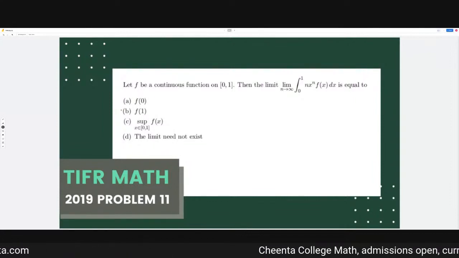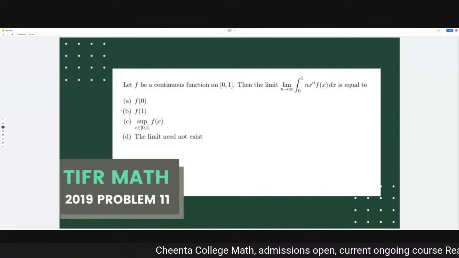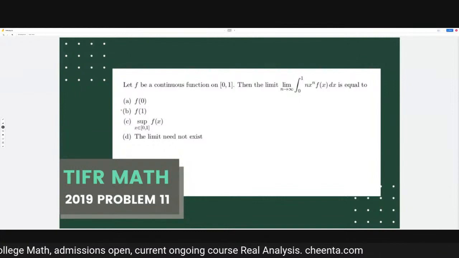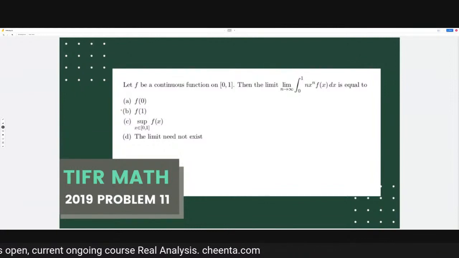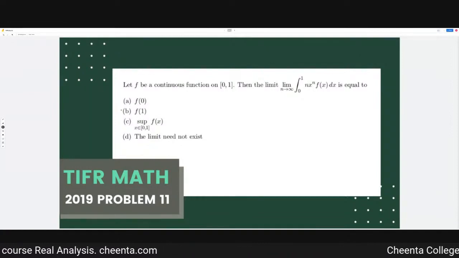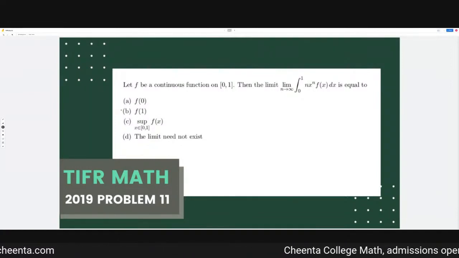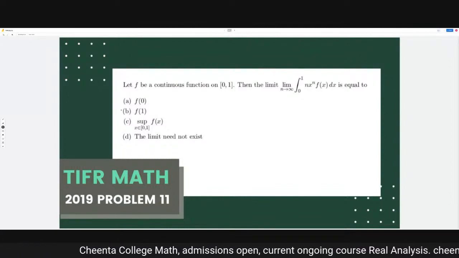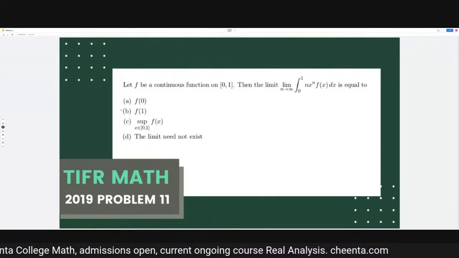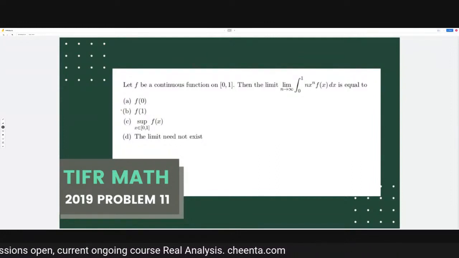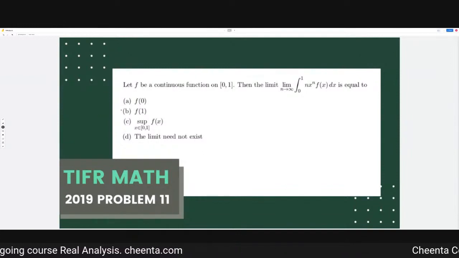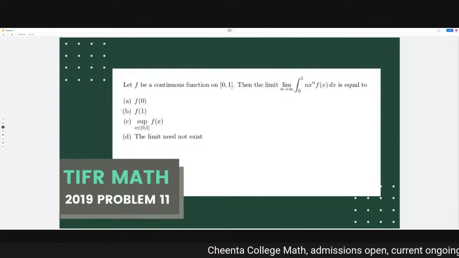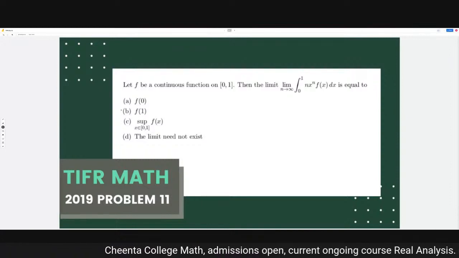What the Weierstrass approximation theorem tells us is that if you have a continuous function on a closed and bounded interval, that means a compact interval of R, then you can actually approximate it by polynomials. That means there is a uniform convergence to that continuous function where the sequence consists of polynomials.